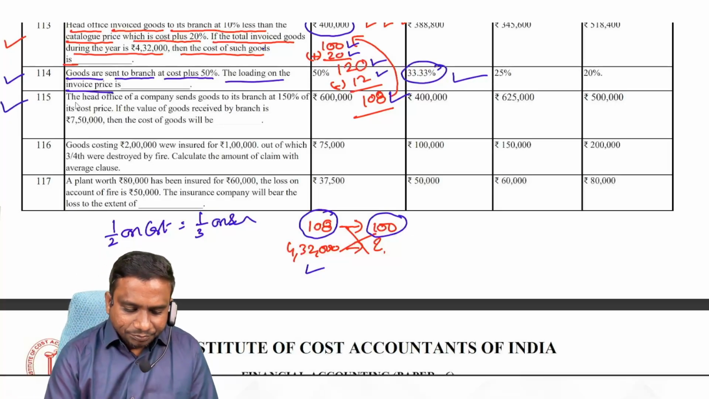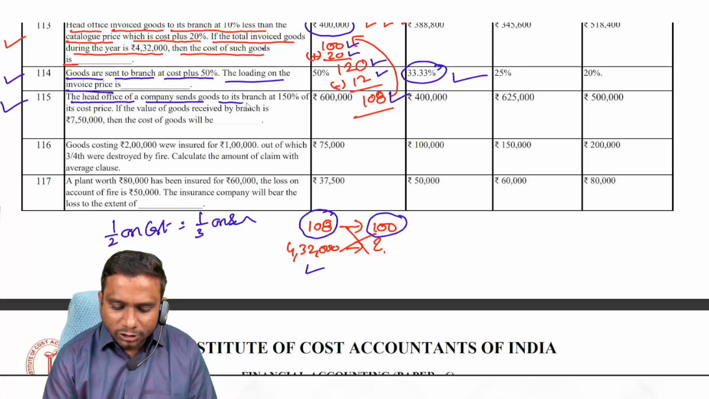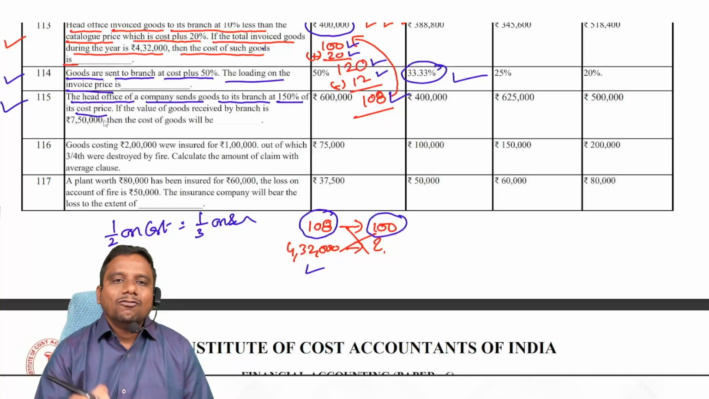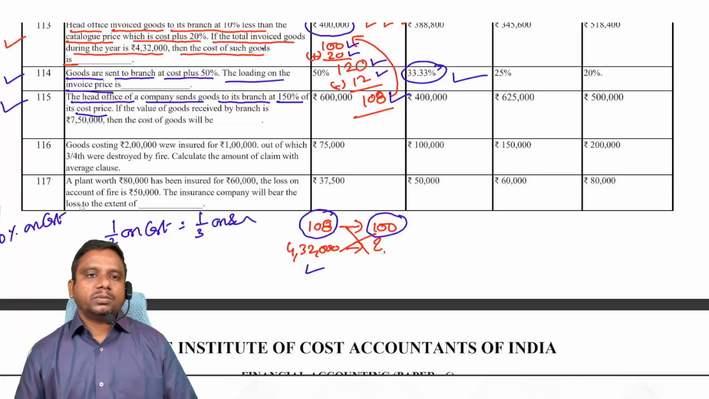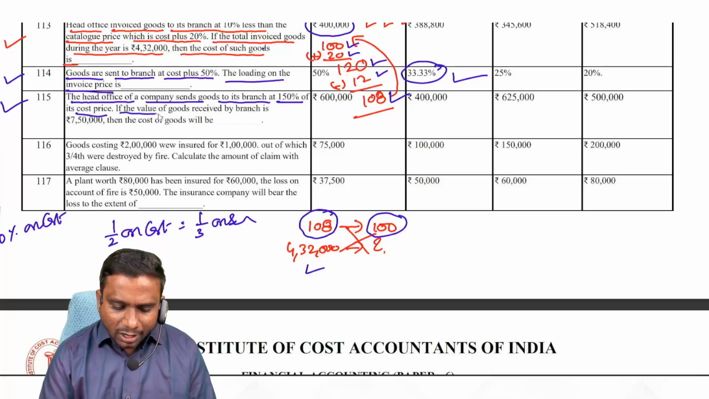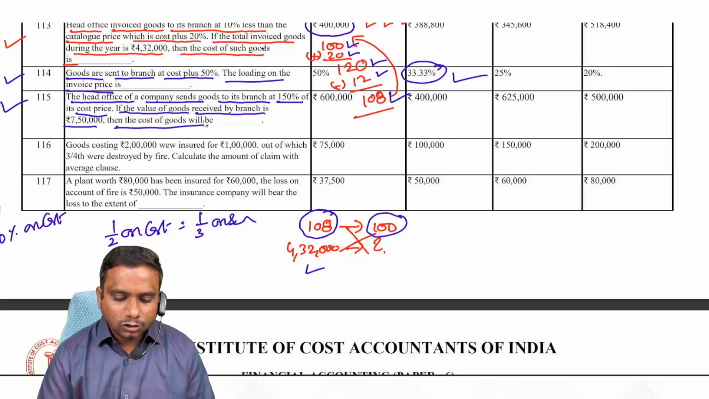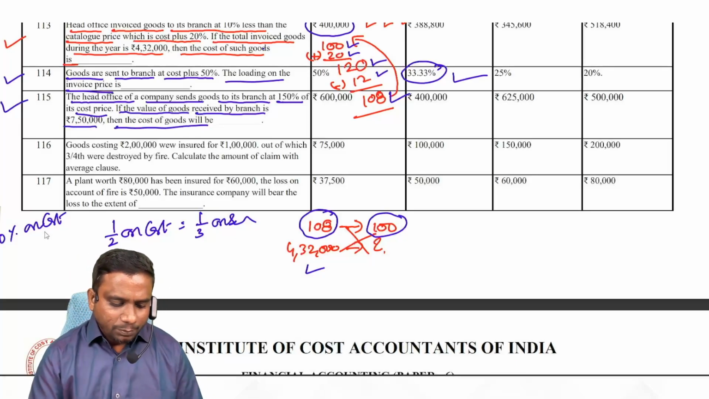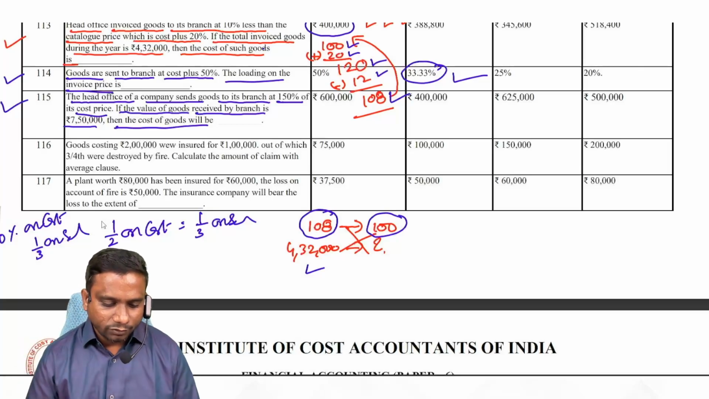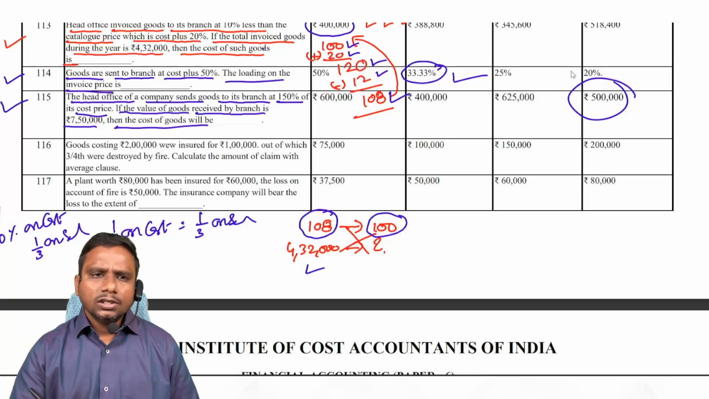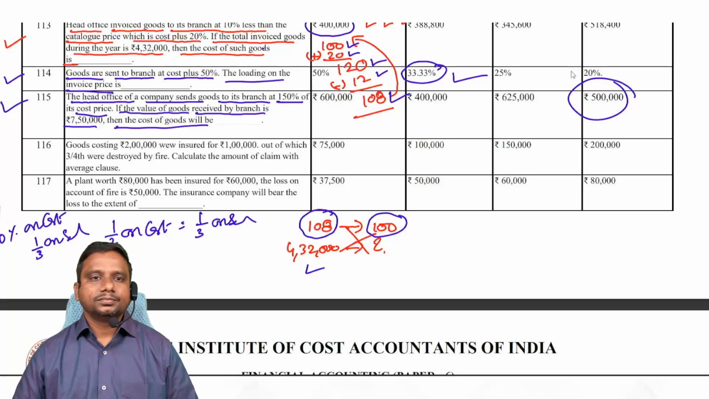Next one, 11. The head office of a company sends goods to its branch at 150% of cost price. 150% of cost price is nothing but 50% on cost. If the value of goods received by branch is 7,50,000, then cost of goods will be very simple. 50% on cost is nothing but 1 by 3 on sales. 7,50,000 divided by 3 is 2,50,000, which is profit, and 5 lakhs is the goods cost value. Hope you understood, friend.